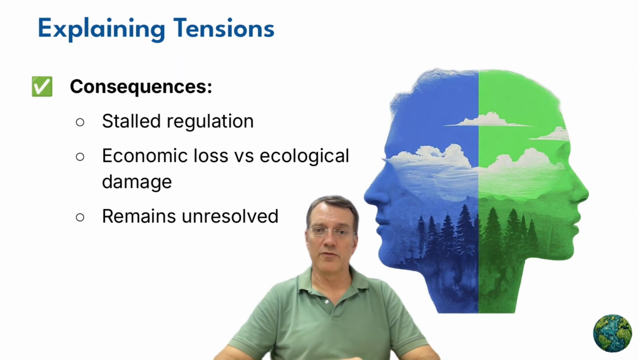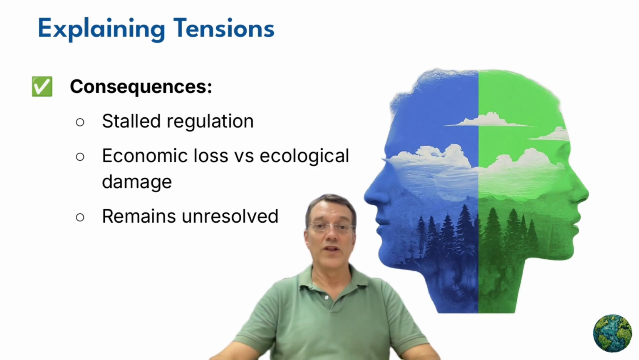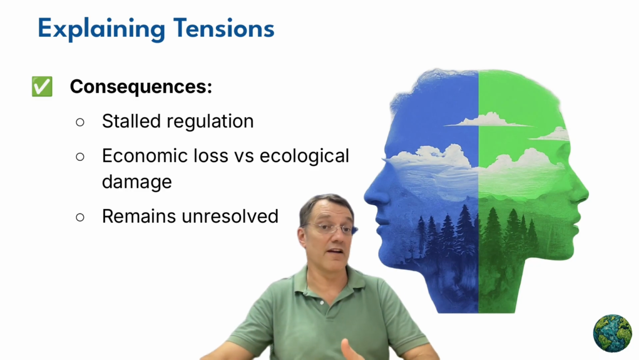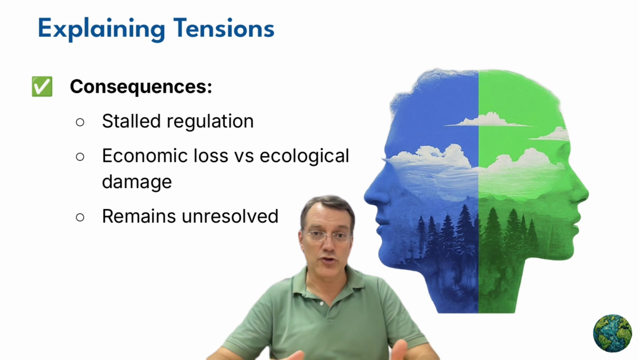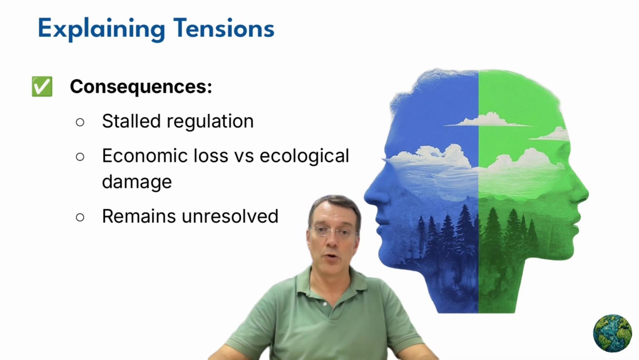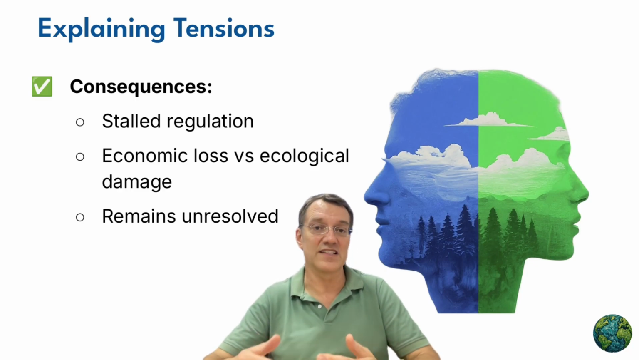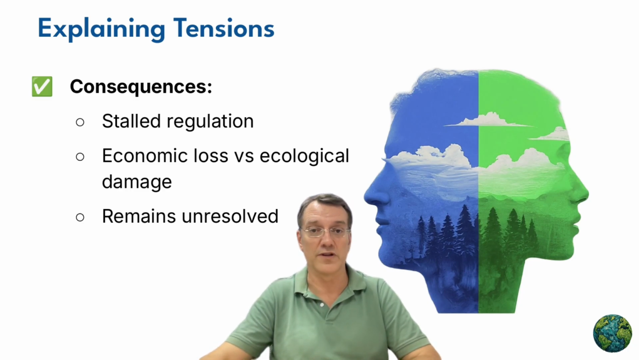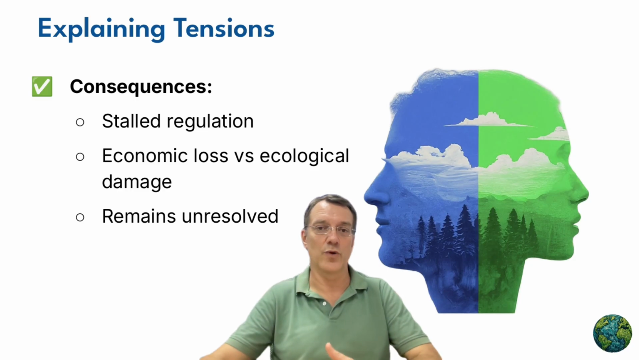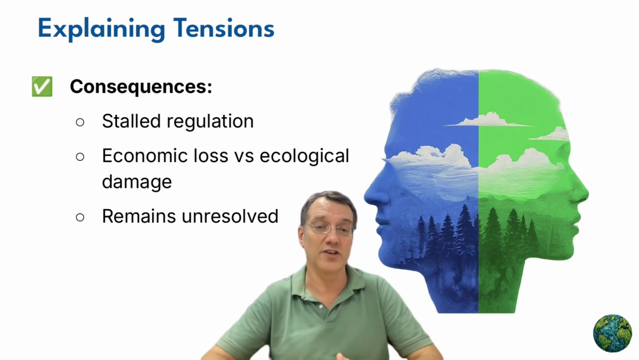Here's another concrete example of what consequences look like. Tensions can lead to stalled regulation, when stakeholders disagree so strongly that governments can't pass laws or policies. They create situations where you have to choose between economic loss and ecological damage. You can't fully satisfy both priorities. And often, environmental issues remain unresolved because the tensions are so strong that no solution satisfies enough stakeholders to move forward. These are the kind of consequences you want to discuss in your IA. Don't just describe the tension, explain what happens because of it.